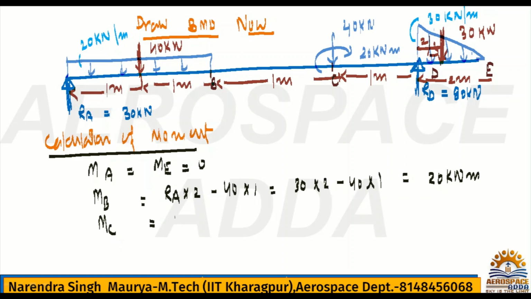Similarly, we can write MC, the moment at point C. RA is 30. RA will give a clockwise moment, 30 into the total distance of 3, minus the UDL, 40 into the perpendicular distance, 1 plus 1, that is 2 meter. Now this is nothing but 90 minus 80. It is nothing but 10 kilonewton meter.